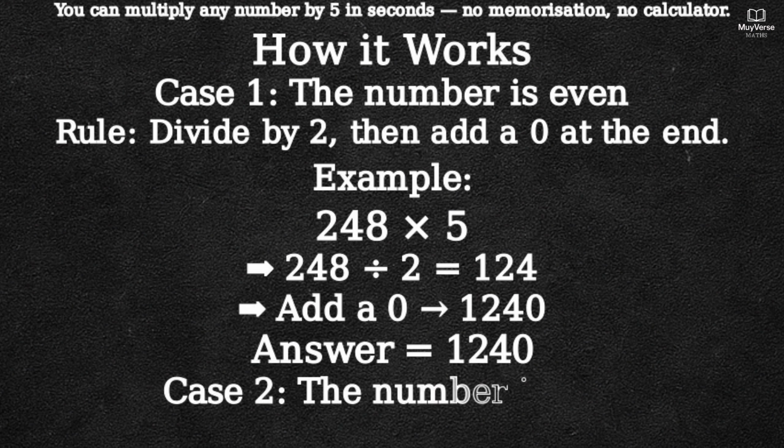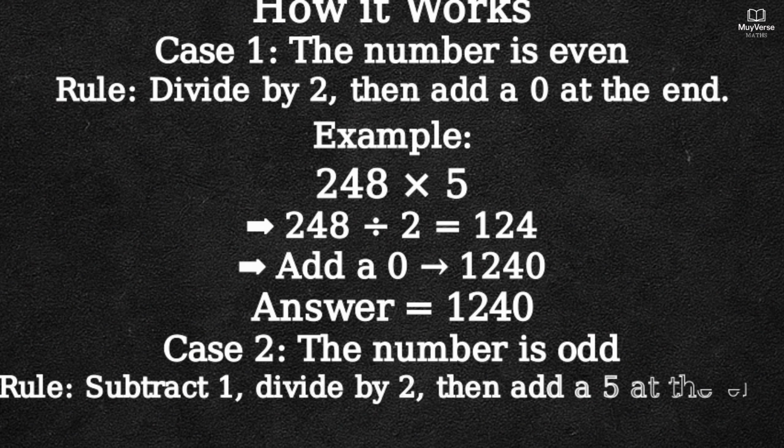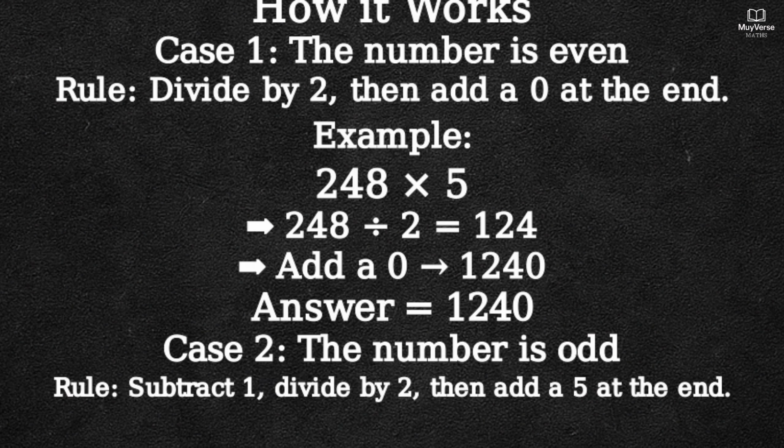Case 2. If the number is odd, subtract 1 to make it even, divide by 2, and then add a 5 at the end. Let's try an example.